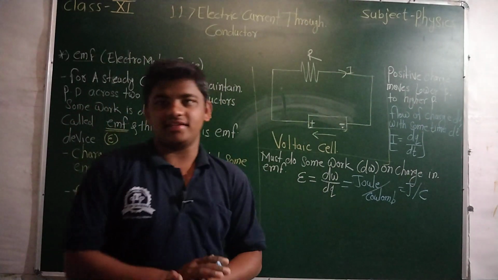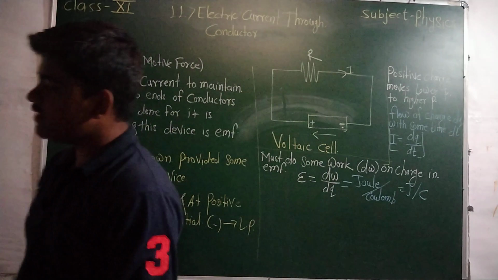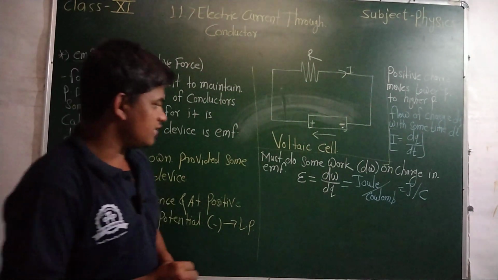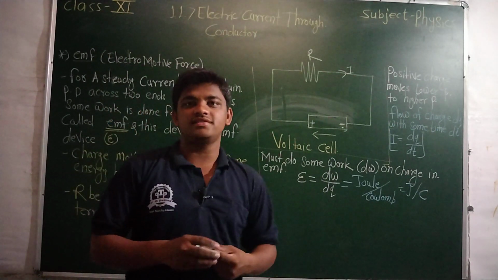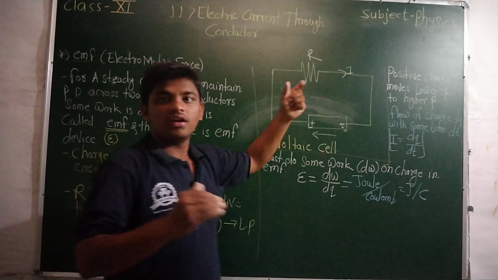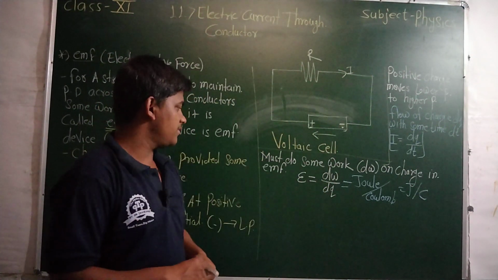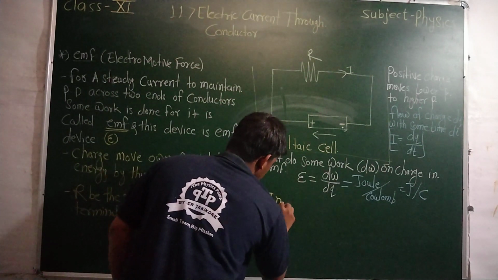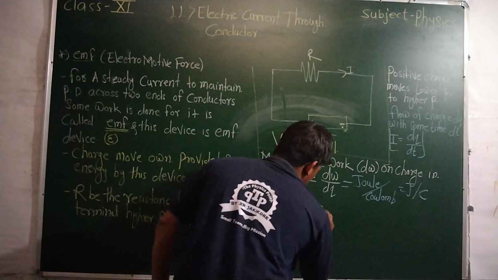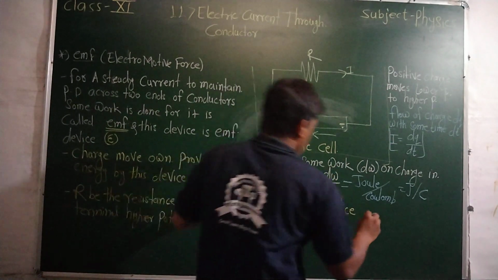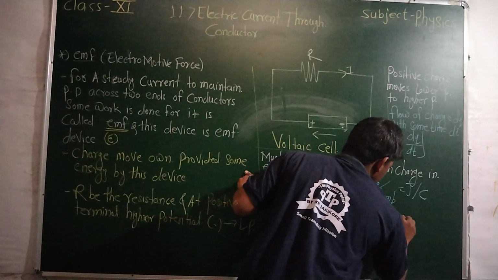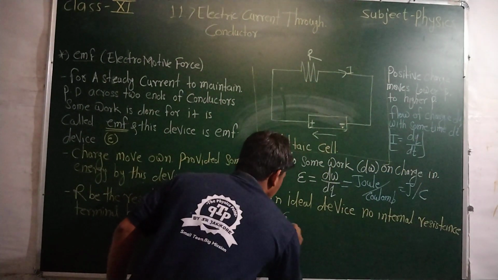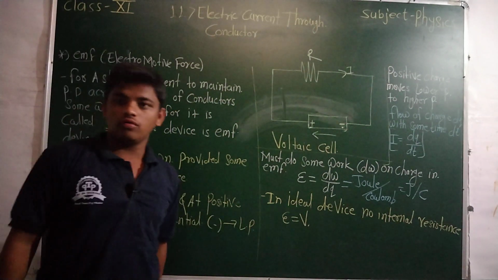In an ideal device, with no internal resistance, the motion of the charge carriers gives an EMF equal to the potential difference. The potential difference remains the same when there is no internal resistance, so EMF is equal to the potential difference. I will write one sentence here: in an ideal device, with no internal resistance, the EMF is equal to the potential difference.